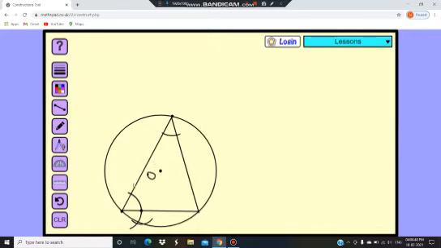Now see, this is the first arc. Whatever the measure of this arc, with the same measure I drew one arc here. Now whatever the distance between these two intersecting points, I took that distance, kept the pointer here, and with this measure I drew the intersecting arc.